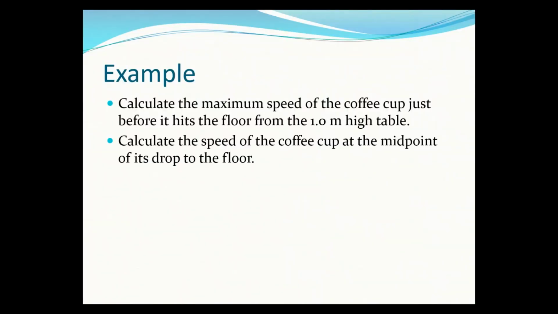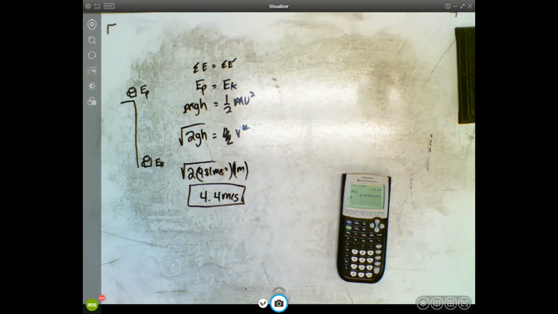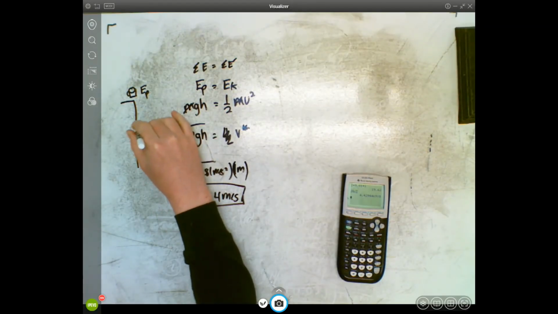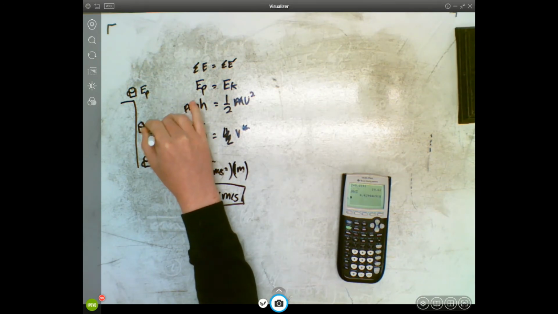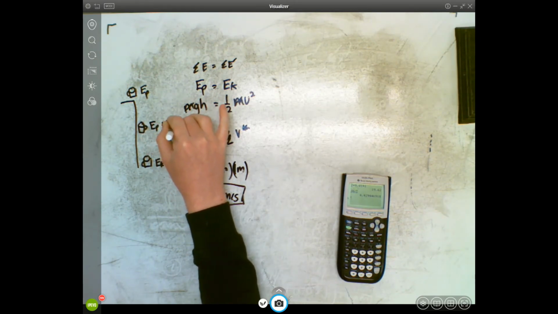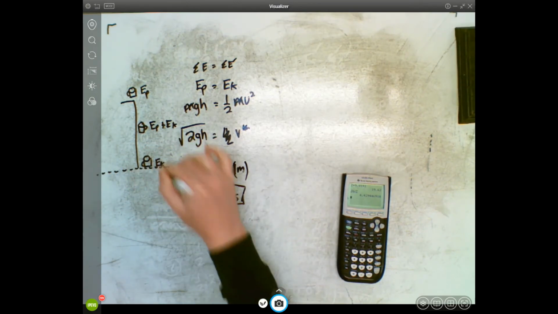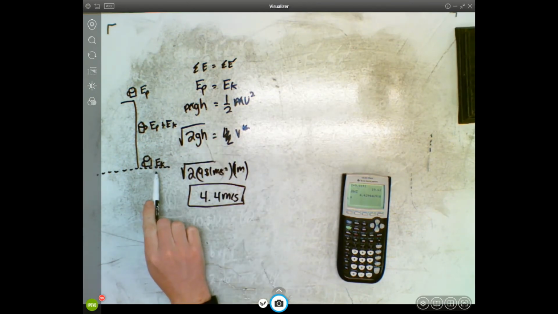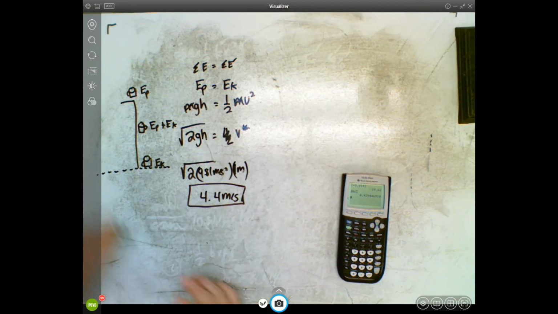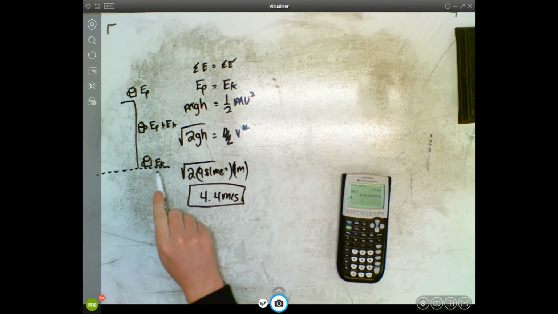So calculate the speed of the coffee cup at its midpoint. Okay. So the midpoint seems like it's a little bit trickier, but I can show you a trick. So here, we said that the coffee cup has both potential and kinetic. So with the first part of the question, we said our reference point was the bottom here, right? Because our reference point, if you're above the reference point, then you have potential energy. If you're at the reference point, you don't. So this was our reference point because we said it didn't have any potential.